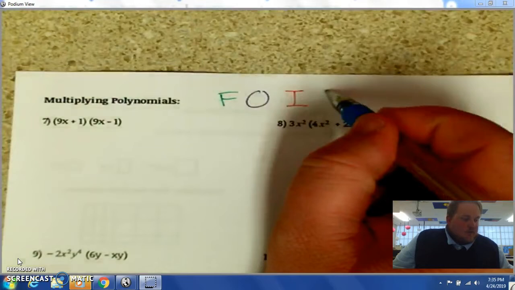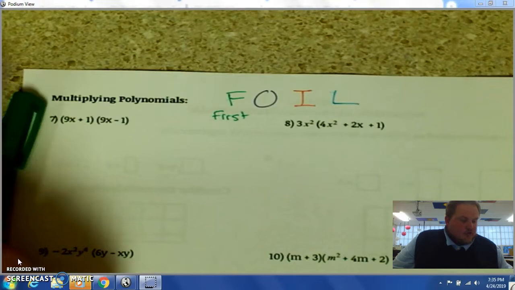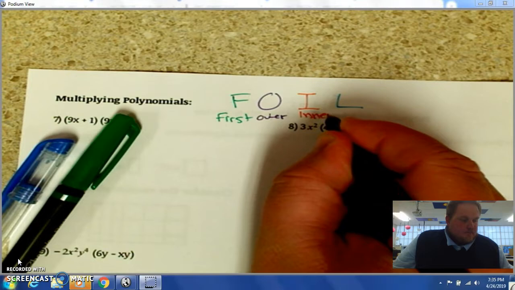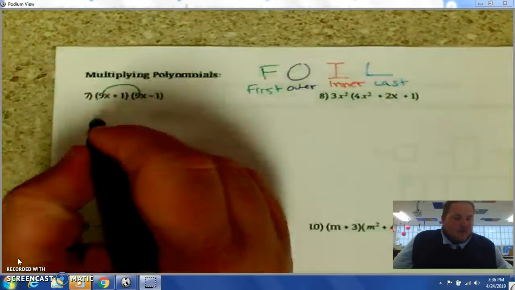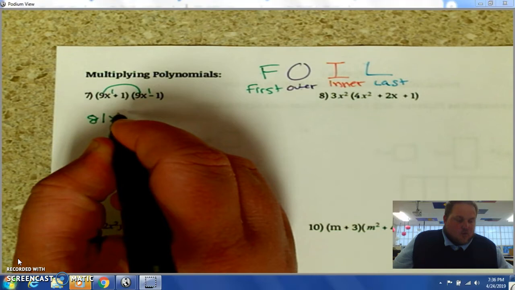So FOIL stands for, you multiply the first terms, then the outer terms, then the inner terms, and then the last terms. I'm going to color coordinate. So we're going to multiply the first terms together in each one. So 9 times 9 is 81. And x times x, remember there's a 1 there and a 1 there, so it's x squared.